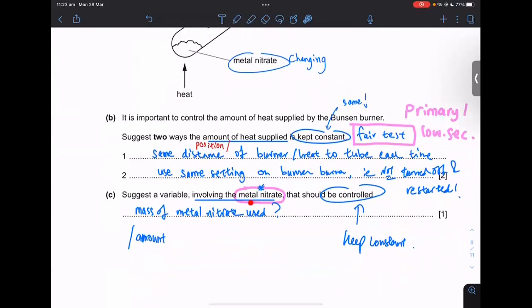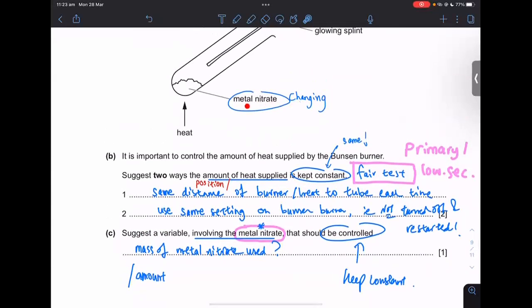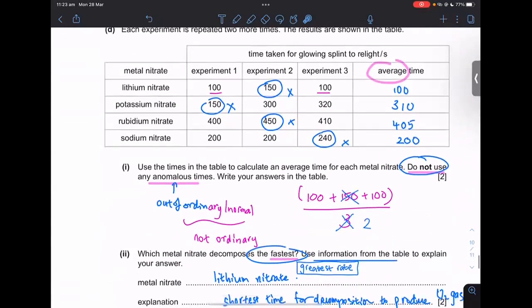The next bit was very badly done. People talk about apparatus and stuff. That means they don't even know primary school science. Very sad, yeah, very sad for a year 10 student. Something only involving the metal nitrate. It must be the mass or the amount. How much you use, you must keep it the same because we are simply changing the different metal nitrate here. That was the follow-up to these questions.